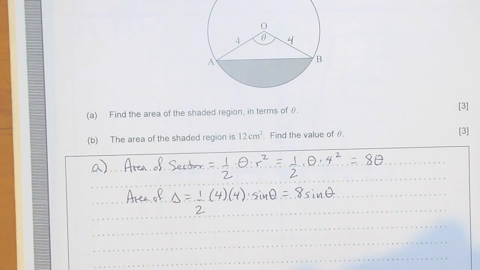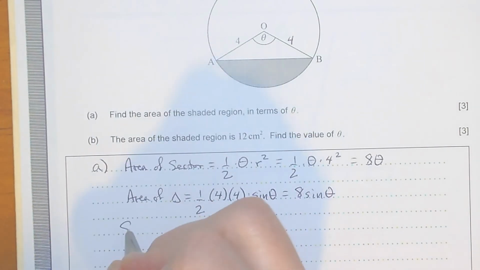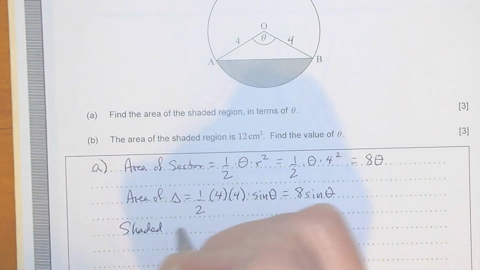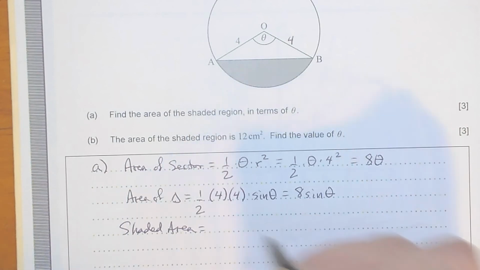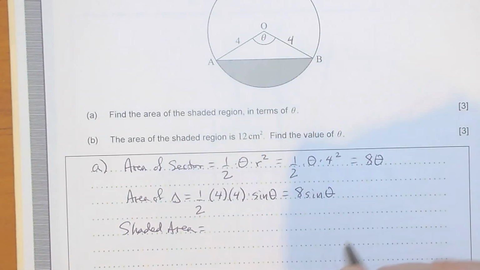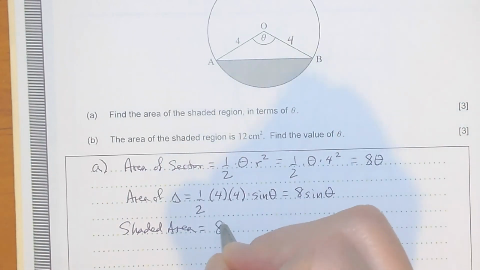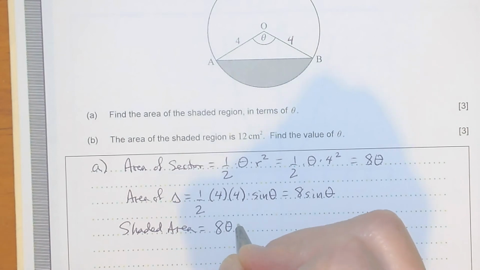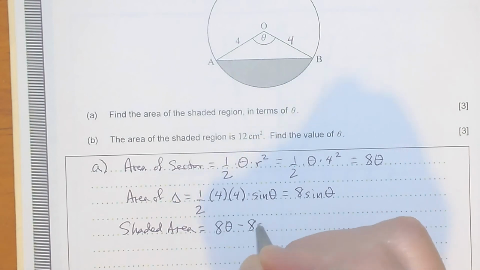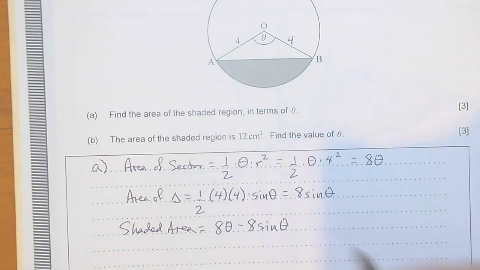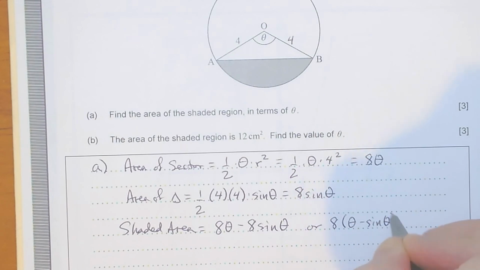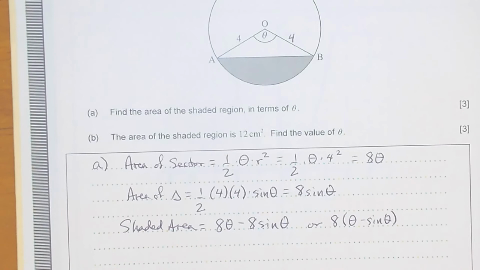So the area of the shaded region, I'll just write shaded area, equals the sector minus the triangle. So there's 8 theta minus 8 sine theta. Now you could leave it like that, or if you want to factor out the 8, you could write 8 times theta minus sine theta. Doesn't really matter.